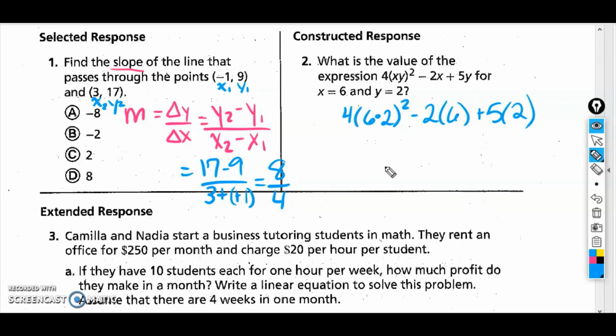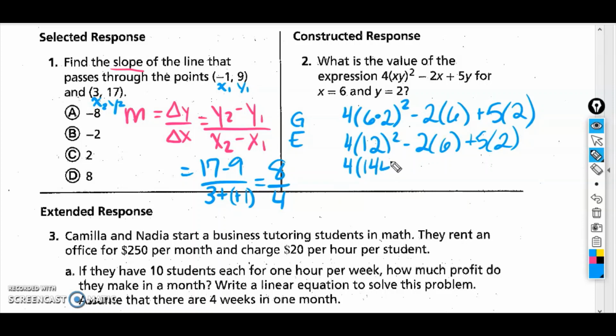Order of operations says I should do all my grouping first. So this is grouped together, so I'm going to do 6 times 2 is 12. Minus 2 times 6 plus 5 times 2. Alright, so I did grouping. Now I need to do any exponents. So that would be 12 squared, not 4 squared and 12 squared, just 12 squared. So 12 squared is 144. Minus 2 times 6 plus 5 times 2.